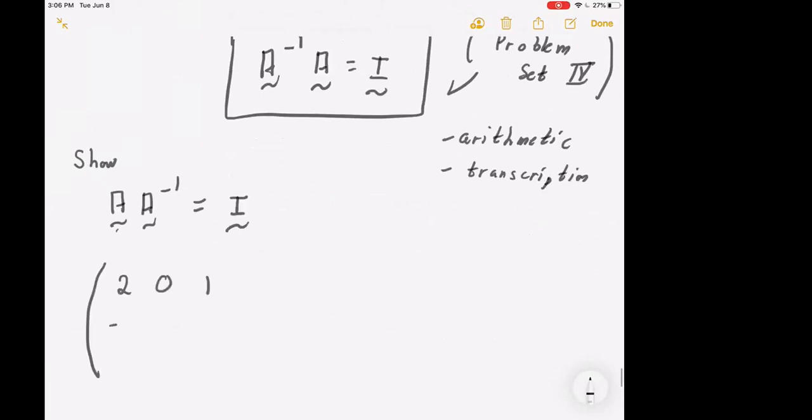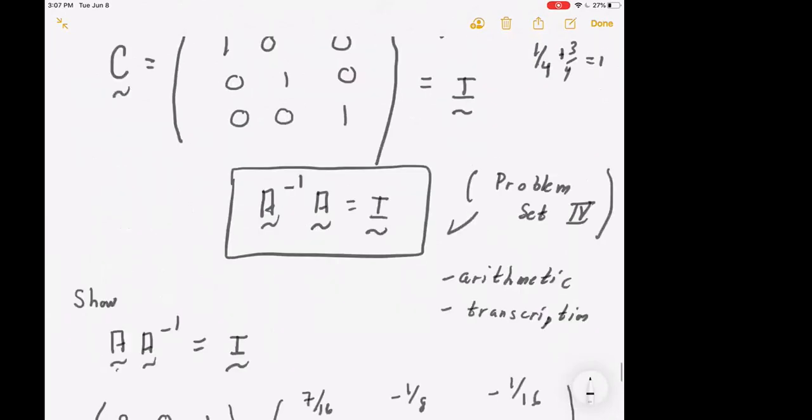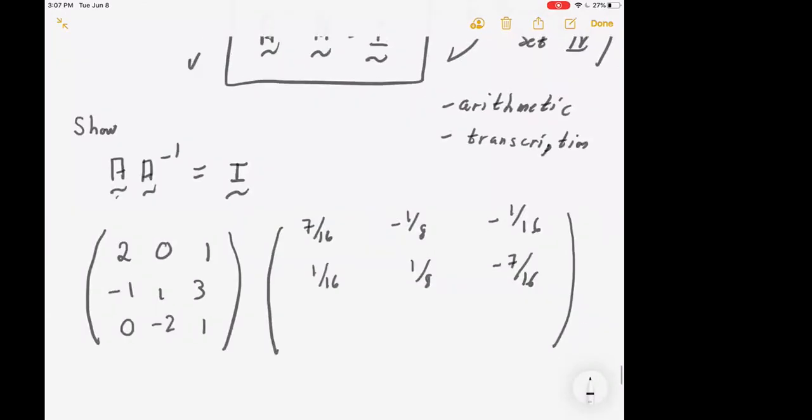We know what A is in our problem. It's a matrix of order 3. So it has 3 rows and 3 columns. Row 1 is 2, 0, 1. Row 2 is minus 1, 1, 3. Row 3 is 0, minus 2, 1. I have claimed that I have calculated the inverse of A, and I've claimed that I've done it correctly. Well, if my claim is true, then this operation had better give me the identity matrix also of order 3. So just because you prove this doesn't mean that you're finished. You have to prove that also.